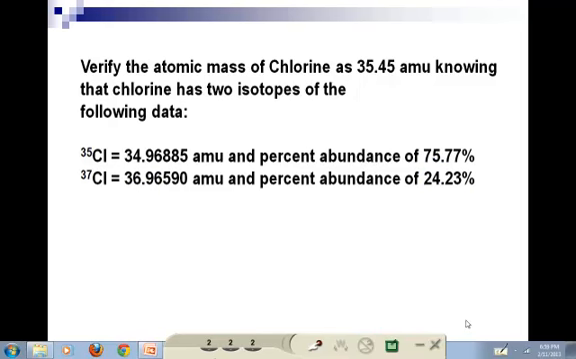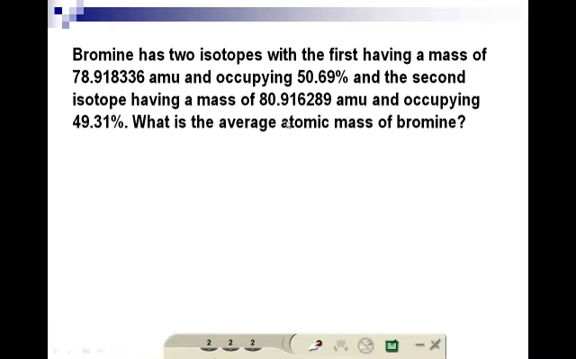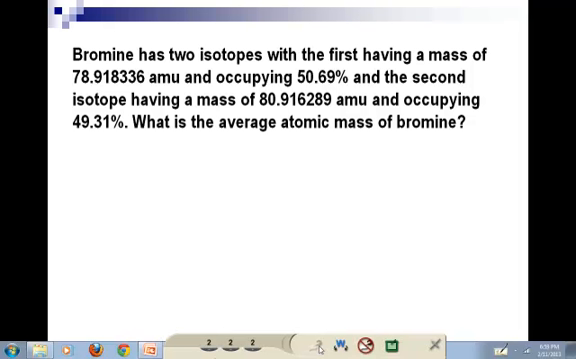Let's try another problem. So, this time we're calculating bromine. So bromine has 2 isotopes, with the first having a mass of 78.918336 AMUs, and occupying 50.69%. So we're going to multiply this first one, 78.918336, by the fractional abundance. Move this 2 times this direction.